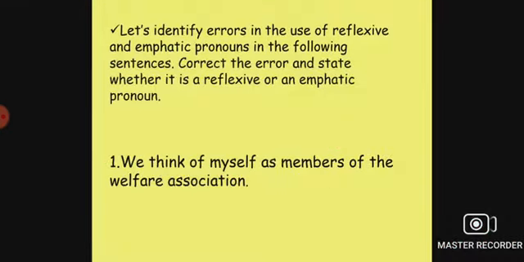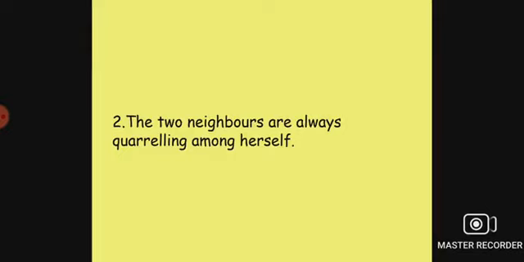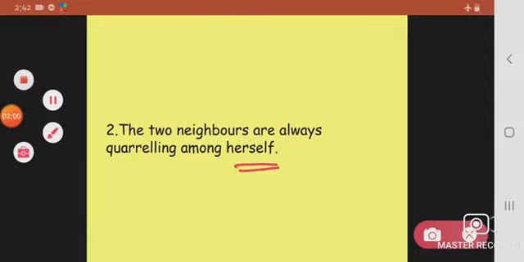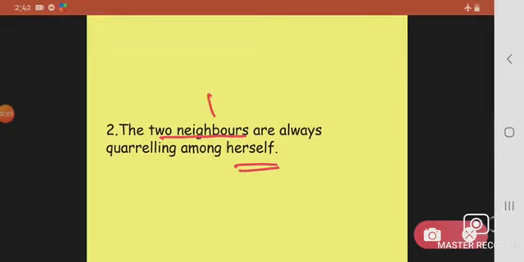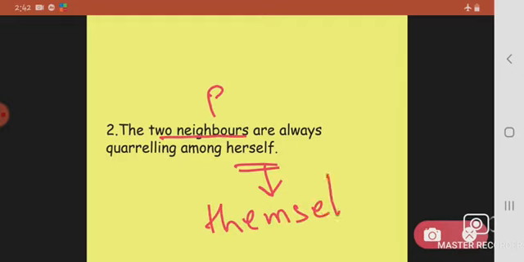Next. The two neighbours are always quarrelling among herself. Let's read it again. The two neighbours are always quarrelling among herself. First, identify the error. Here, the two neighbours, again plural. So what will we use here in place of herself? Yes, very good. Themselves, because it's a plural, right? So now the correct sentence is, the two neighbors are always quarreling among themselves.